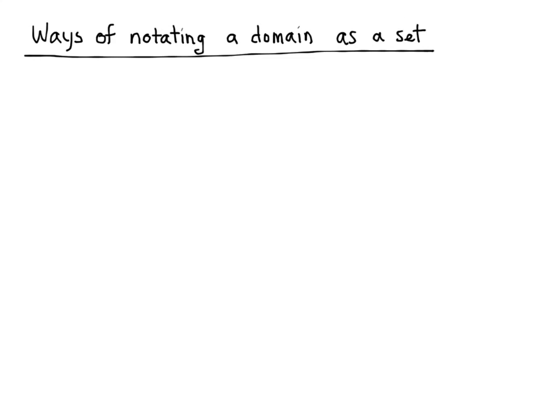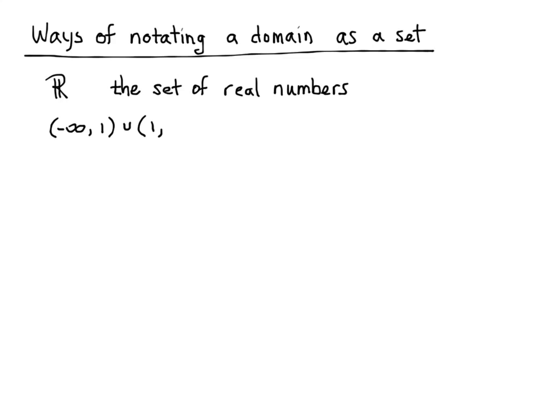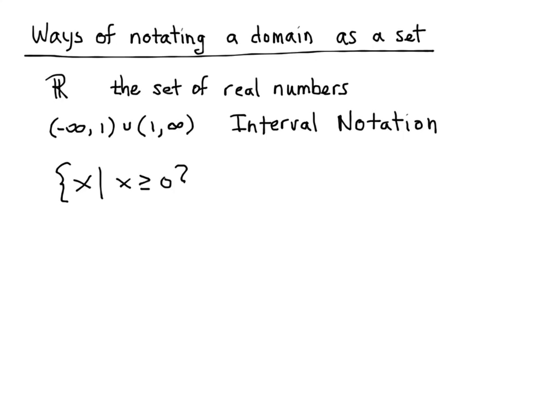Okay, so let's get back into this notation thing where we're notating a domain as a set. If all numbers work, you can just write this R. And you don't need to put it in braces, because if you put it in braces, that'll mean the set of real numbers, and that's redundant. It's the set of real numbers. You can put it in intervals, and you can use the set builder notation.